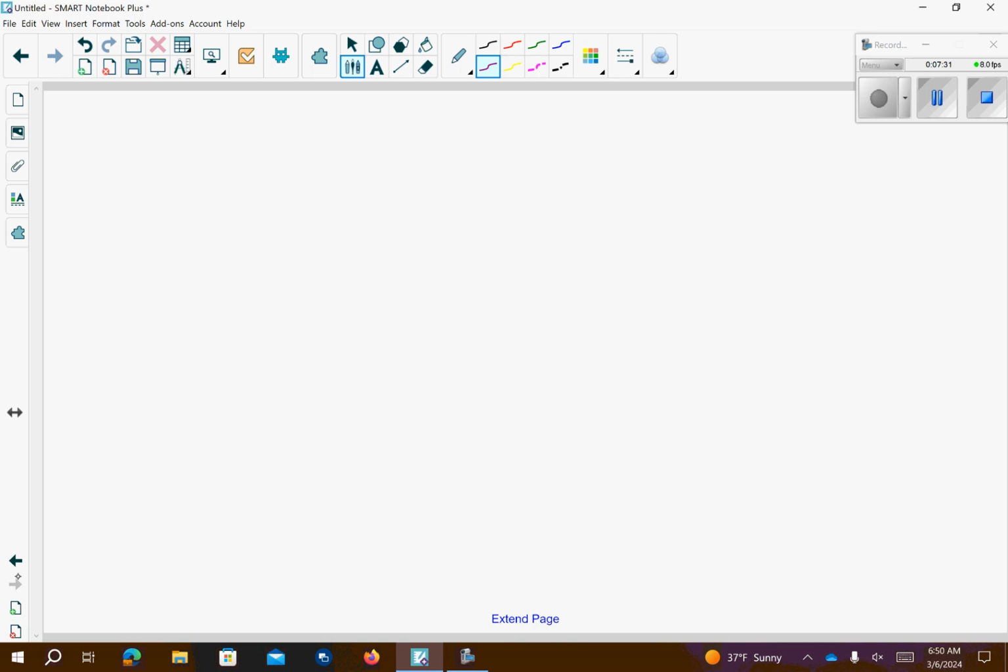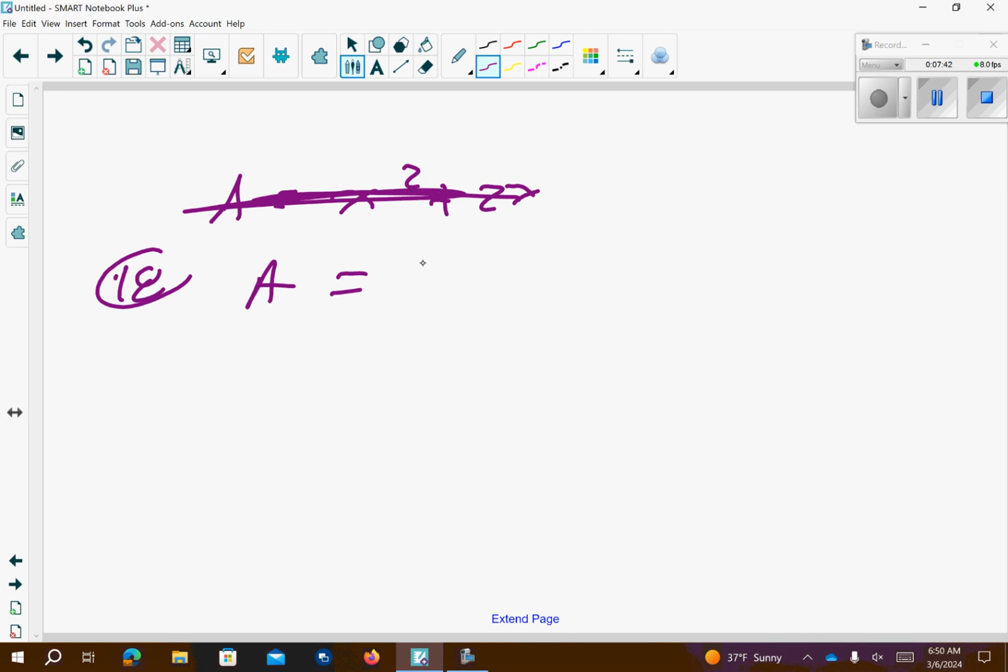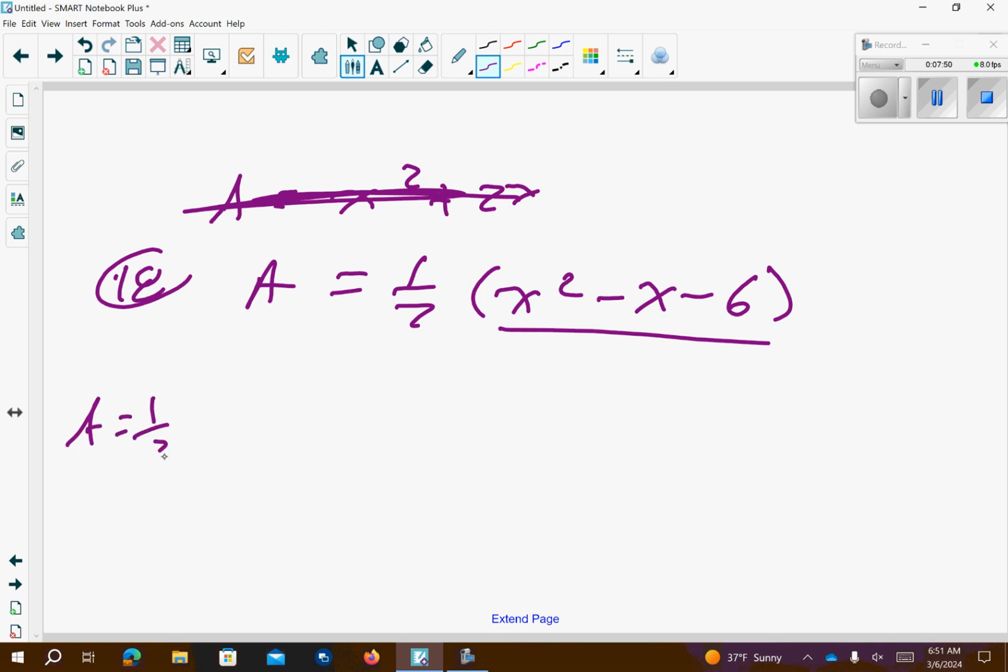And number 18, oops, I'm looking at the wrong problem. Number 18, I know the area is equal to 1/2 times x squared minus x minus 6. So let's go ahead and just factor this out, because I know the area of a triangle is 1/2 base times height. So let's factor that out. That's going to give me negative 6.